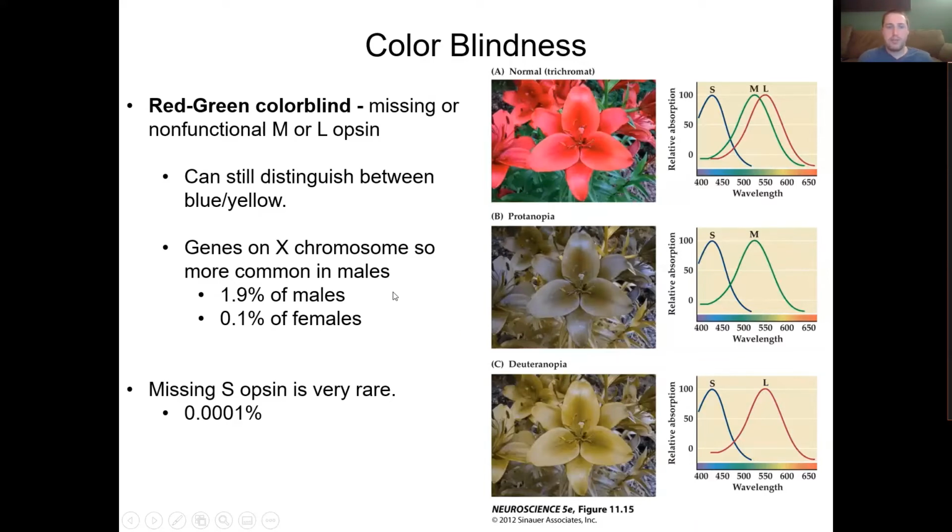You've probably heard that red-green color blindness is much more common in males, and that's because the genes for both the M and the L cone are on the X chromosome, so it's more common in biological males. There are other forms of color blindness, but they're very rare, like missing the S opsin, which would make you no longer able to compare down in the blue range. But the S opsin is not on the X chromosome, so it's actually very rare. It's only 0.0001% of the population.